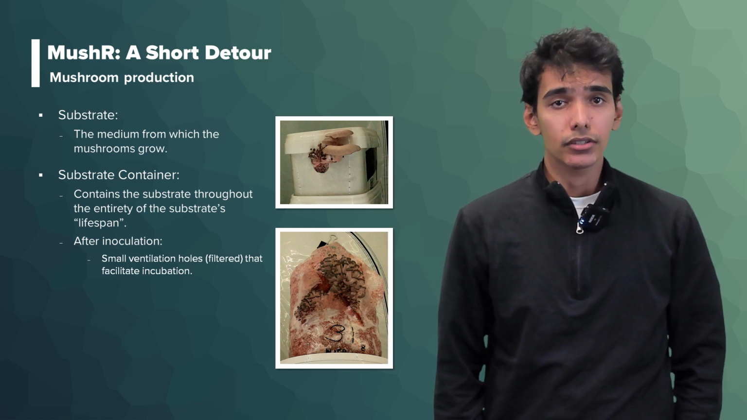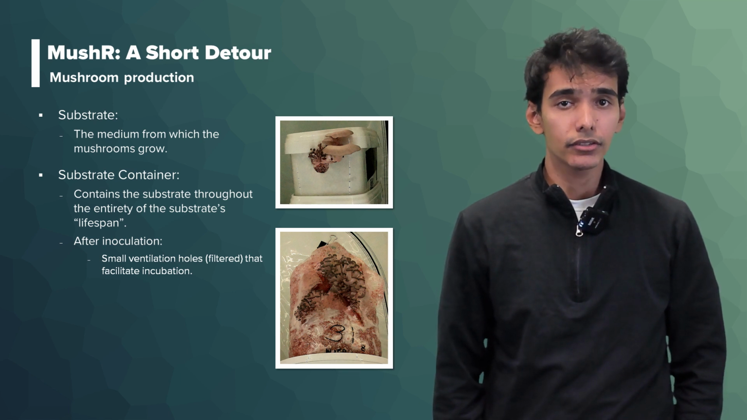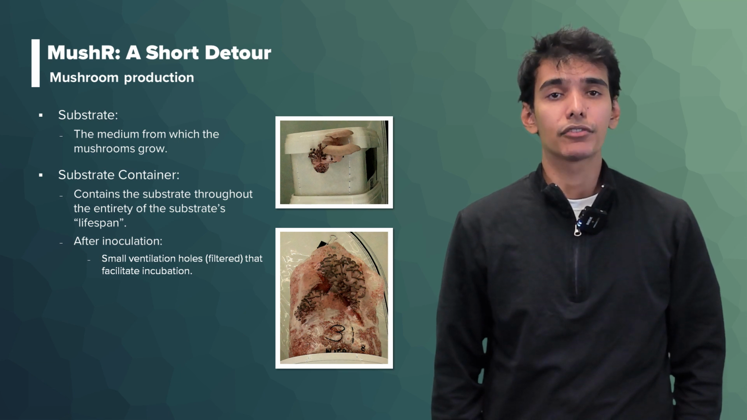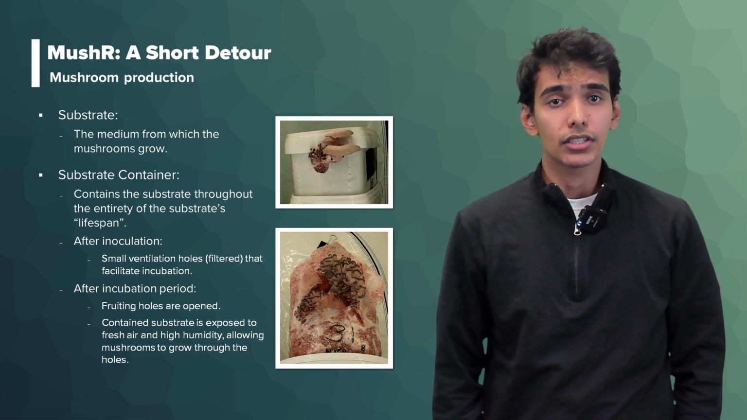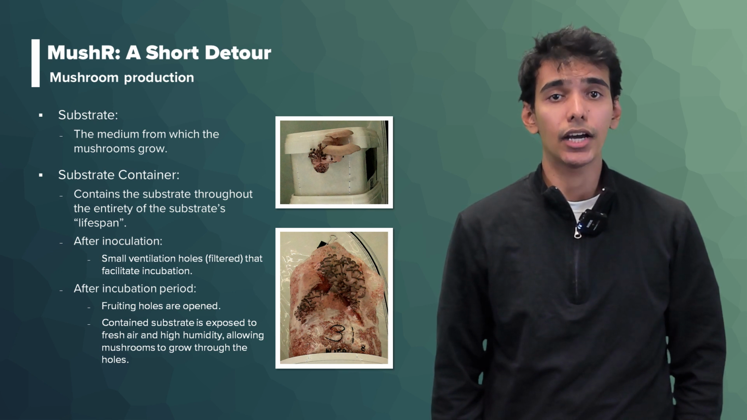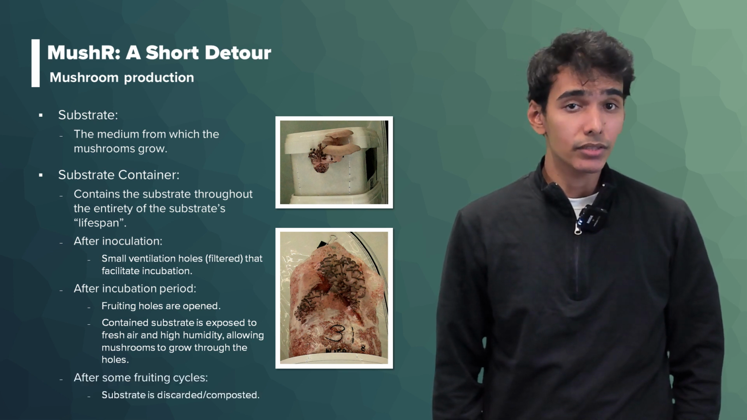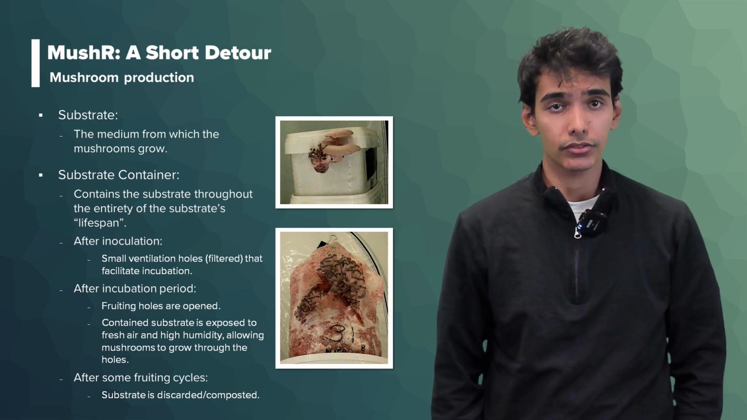After inoculation, what we do is we make small ventilation holes, which are filtered, for facilitating incubation. And after incubation, we make fruiting holes into these containers, which are opened. Essentially what happens here is that the contained substrate is exposed to fresh air and high humidity. This allows mushrooms to grow through these holes. And after some fruiting cycles, the substrate inside is discarded and composted.